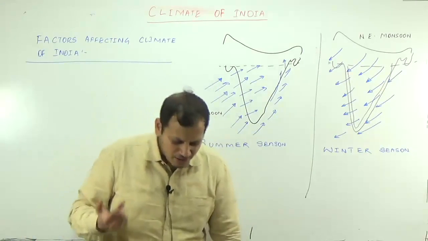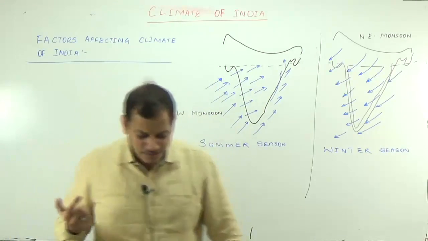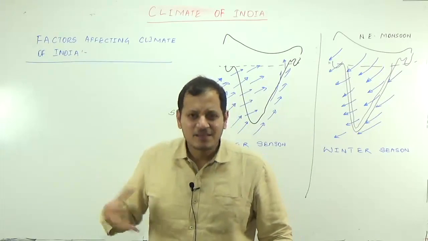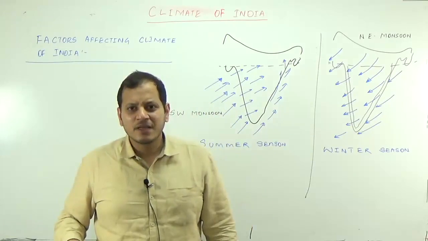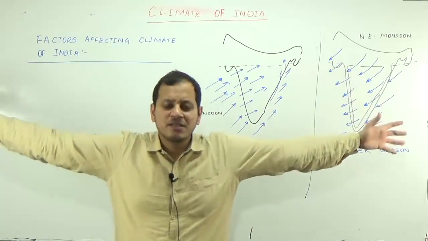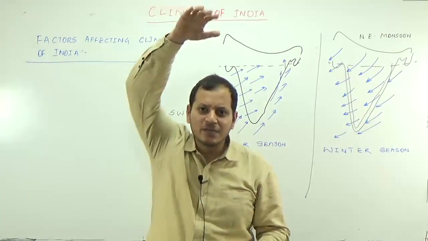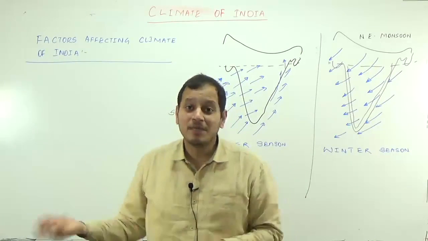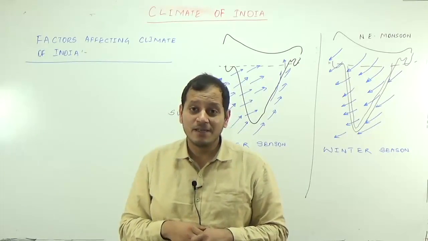Longitudinal extent, but does the longitudinal extent make such a big impact on India? Because its longitudinal extent is also vast and latitudinal extent is also vast. Is the longitudinal extent also affecting the weather pattern in India?